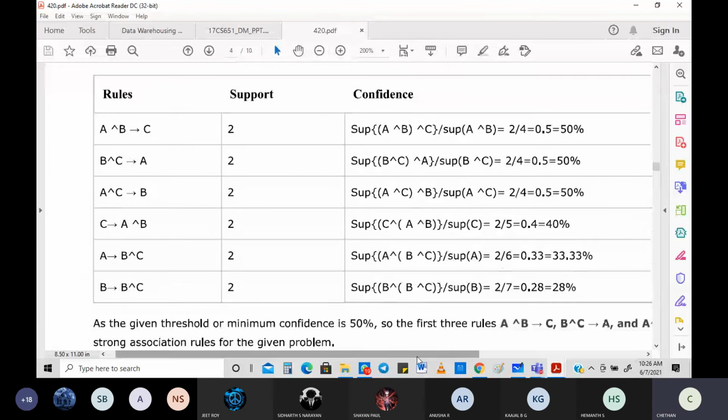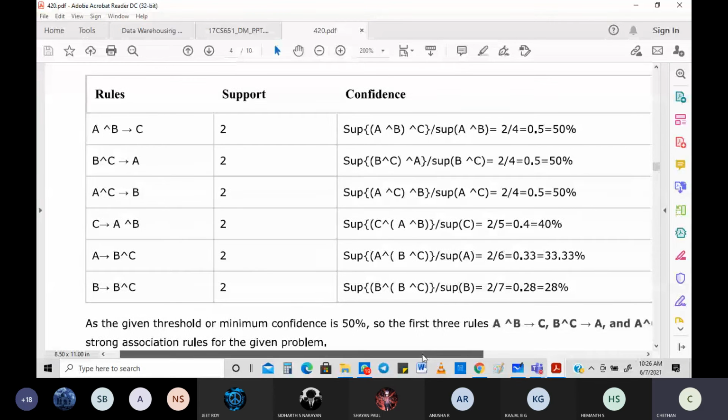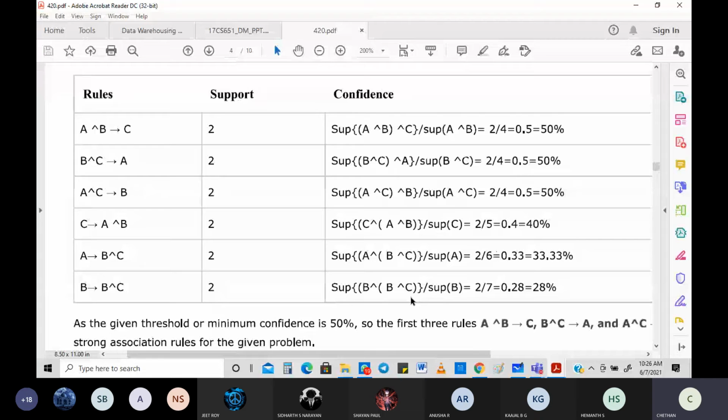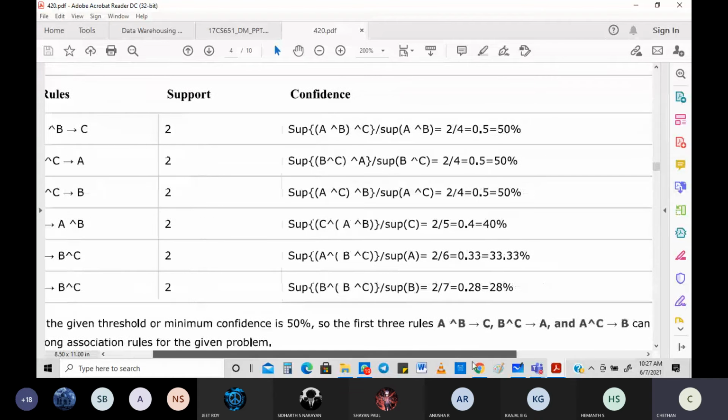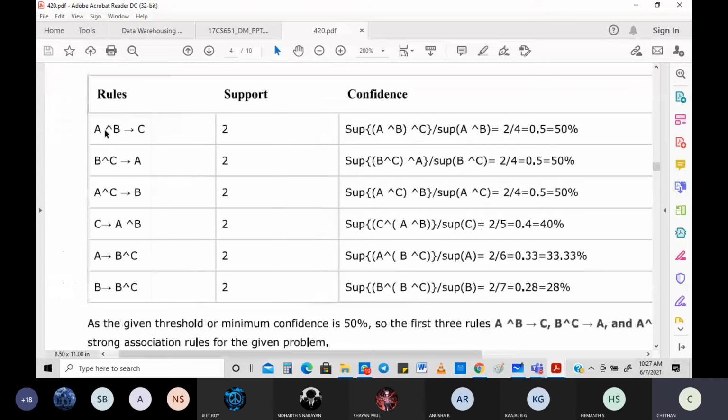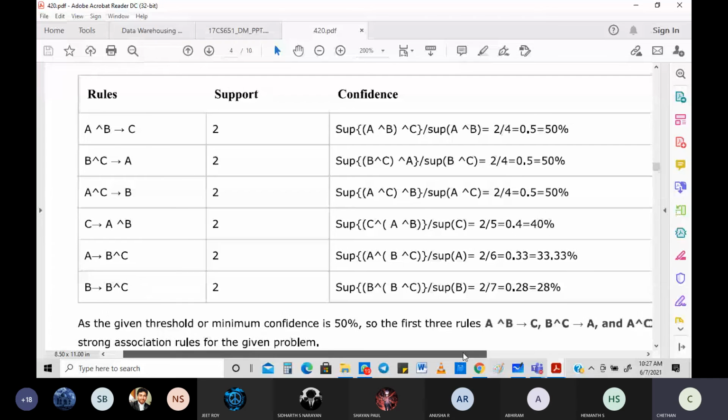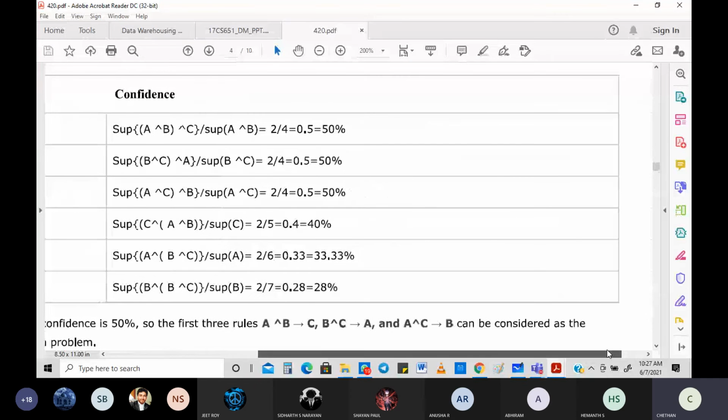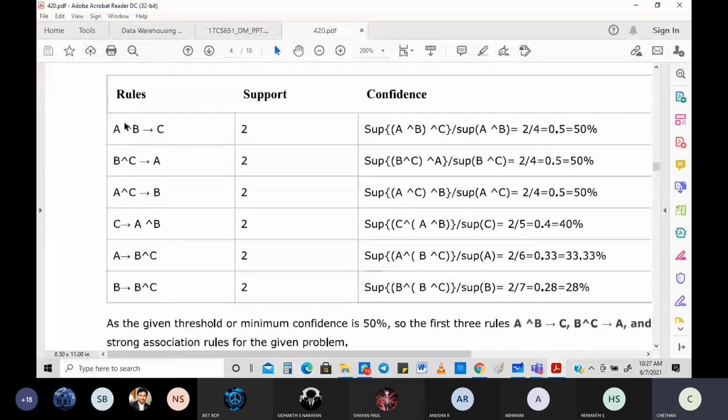But our minimum threshold is nothing but equal to 50%. Right? Our minimum threshold is equal to 50%. So when you do that, the first 3 rules, A and B along with C, B and C along with A, and C along with B, can be considered a strong association. These 3 are nothing but taking all the 3 with 2 at a time. With 2 at a time along with the third one, you are going to get a support count of 50%.